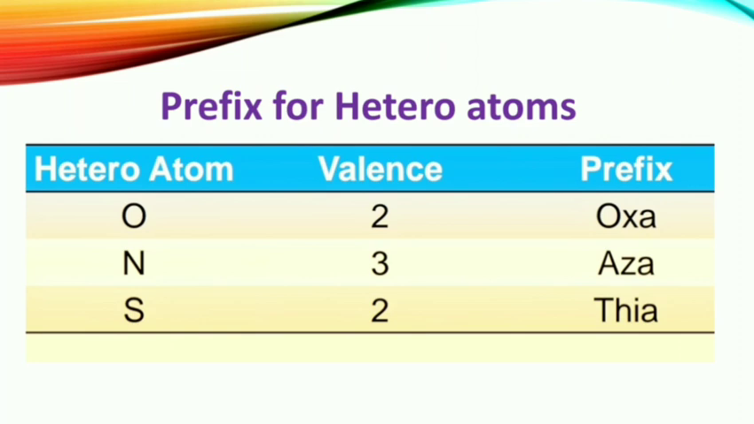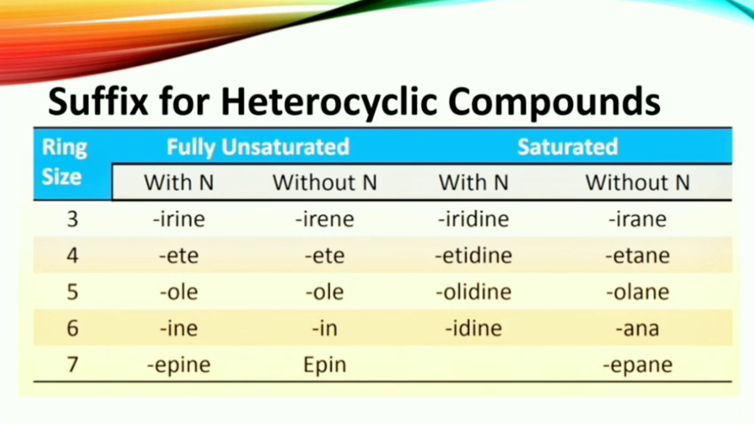Then we will see what suffix we can use for heterocyclic compounds. Before that, you have to remember which type of ring is present in the heterocyclic compound. It might be a 3-member, 4-member, 5-member, 6-member or 7-member ring structure. Then you have to remember whether the structure is unsaturated or saturated, and whether it has nitrogen or is without nitrogen. The same applies for saturated compounds: with nitrogen or without nitrogen. This is the suffix table used for heterocyclic compounds.